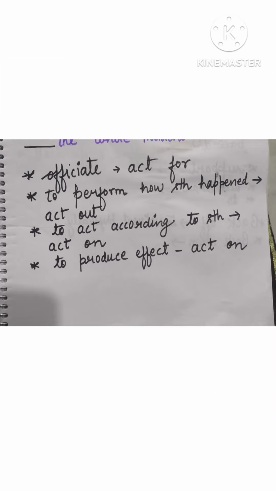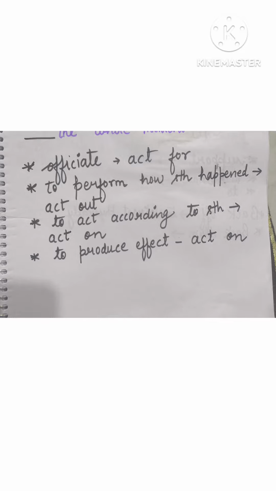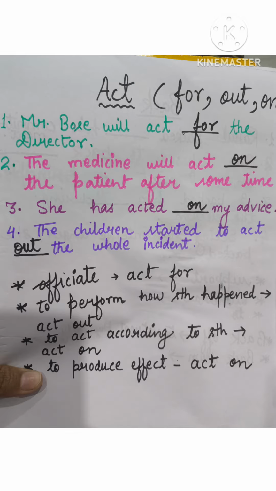Now there is another meaning too for act on. The first meaning we have learned, act on means to act according to something or according to somebody, right? But the second meaning says to produce effect. Here, sentence number 2, the medicine will act dash the patient after some time. That means the medicine will produce some effect after some time. So here also on will come. So act on has 2 meanings. The first is to act according to someone or according to something. And the second meaning says to produce effect, right?